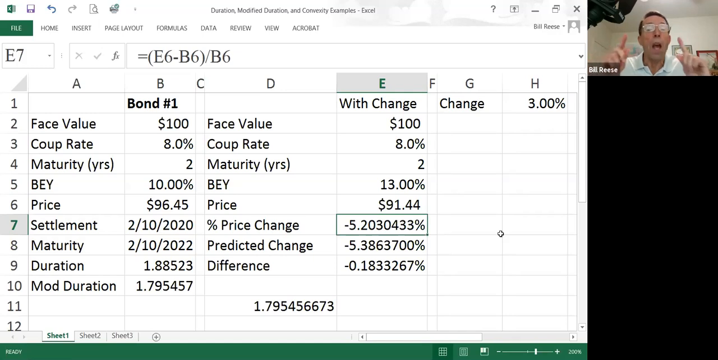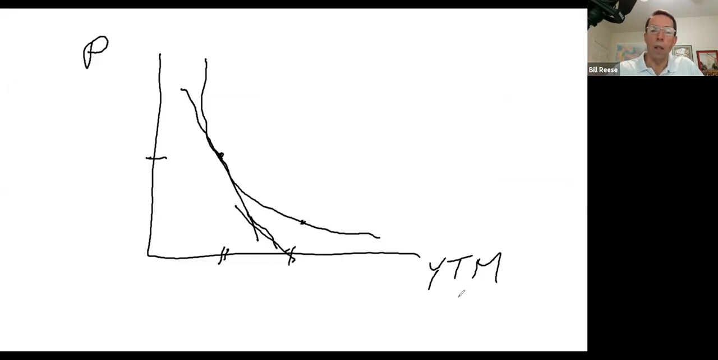If we go back to our whiteboard, we'll see again the direction that modified duration is off by. We see here on the whiteboard that if interest rates go up, modified duration is going to predict that the price of the bond goes down by more than it actually does. And we saw that with the Excel spreadsheet. If you want to go back and take a look at it again, you'll notice that.